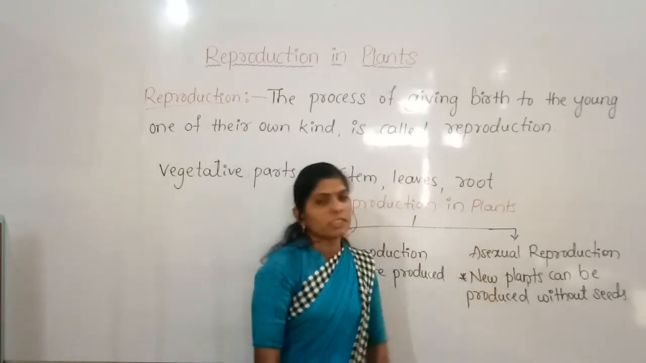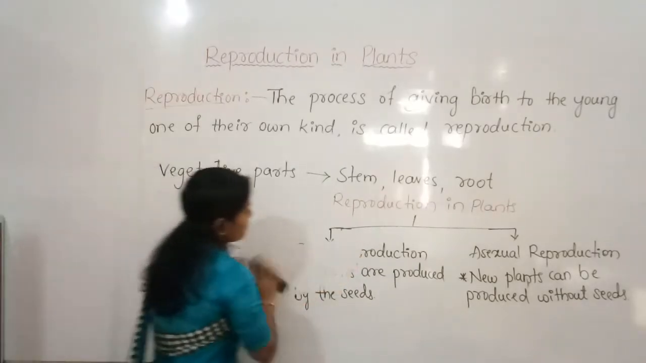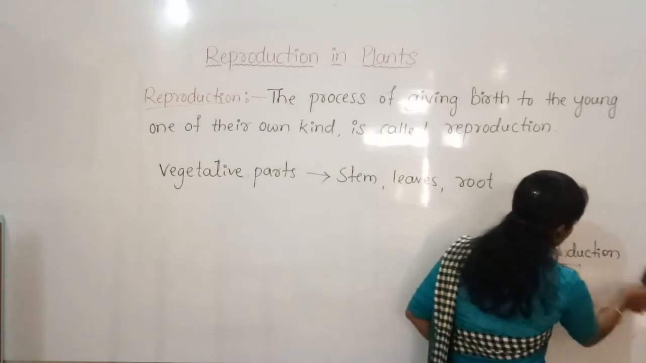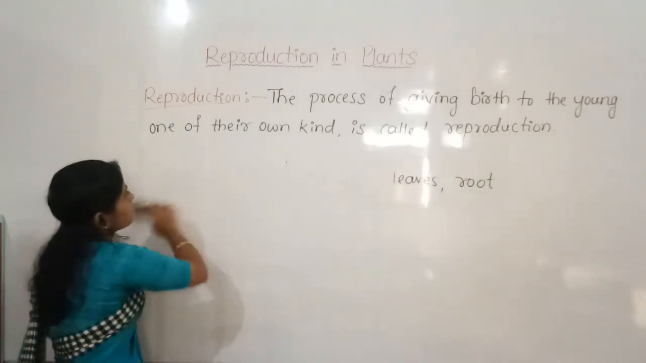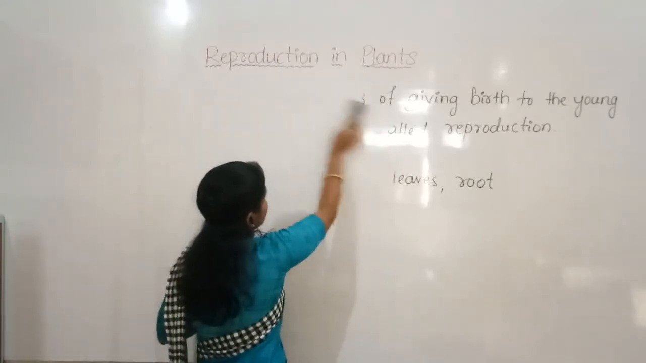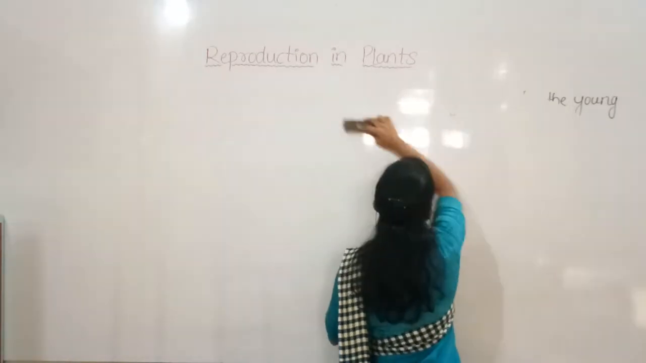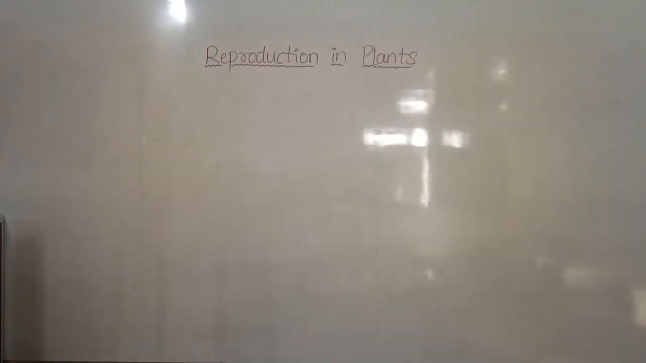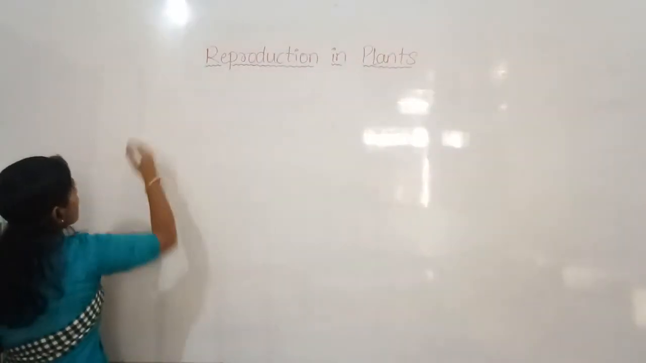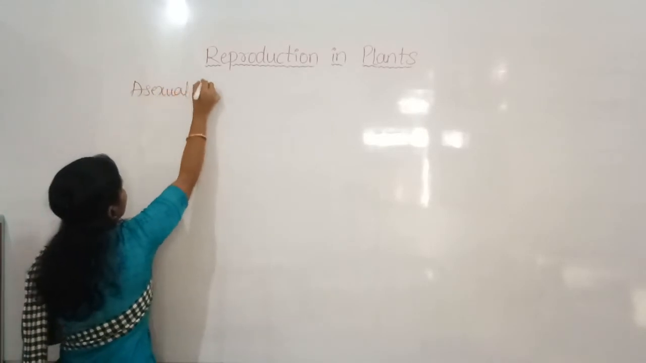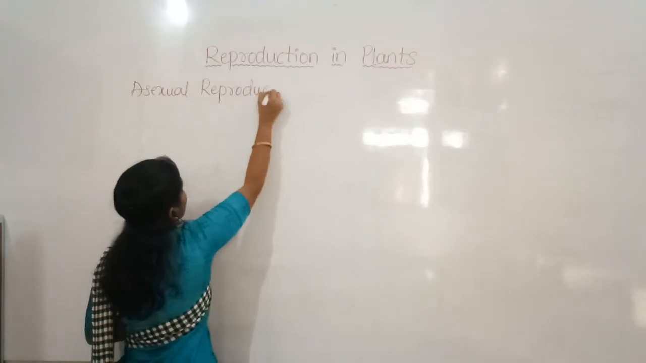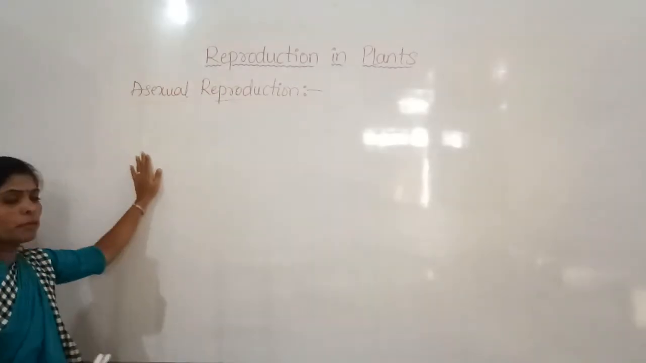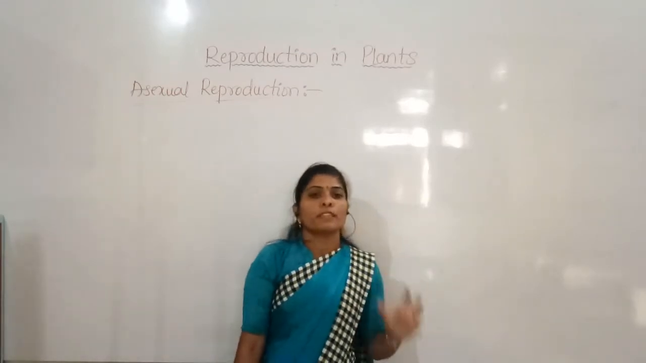Now we can discuss asexual reproduction. Already we have discussed that asexual reproduction means the new plants are produced without seeds.